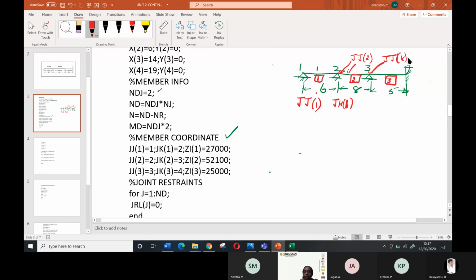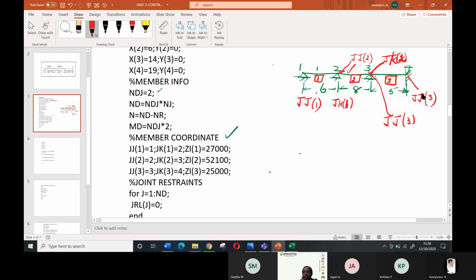JK of 2. Sorry, JK of 2. So this end is JJ of 1. Suppose if you take the second member, third member, this is this joint. For the third member, it is JJ of 3. So the first member is 1.